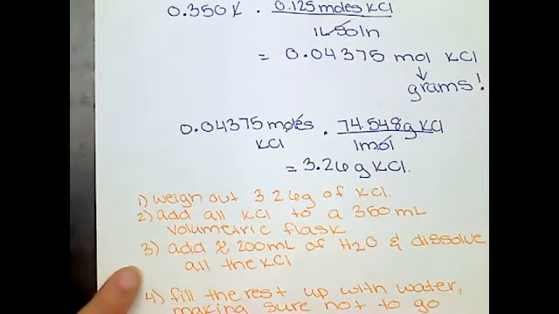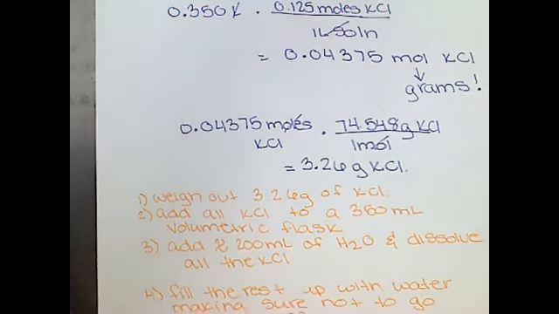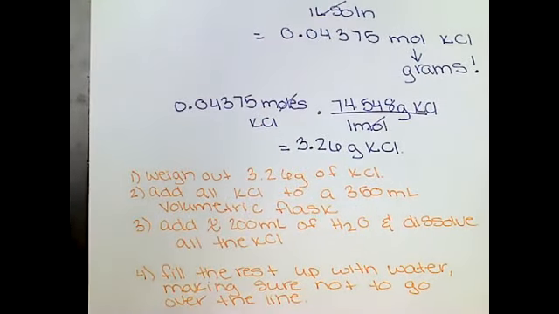So again, weigh out the 3.26 grams of potassium chloride, add all that potassium chloride to a 350 milliliter volumetric flask. Then add approximately 200 milliliters of water and dissolve the KCl. Now again, maybe you put 150, maybe you took your 350 and actually divided it in half. The idea is that you add enough water to dissolve it, making sure that it's not all of it. And then you fill the rest up with water, making sure not to go over the line on the volumetric flask. And so those are 3 types of problems that you will see with molarity.